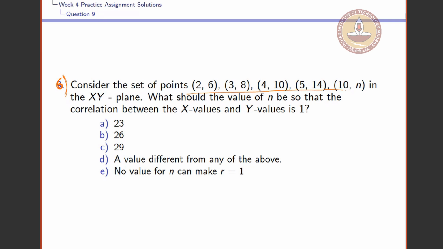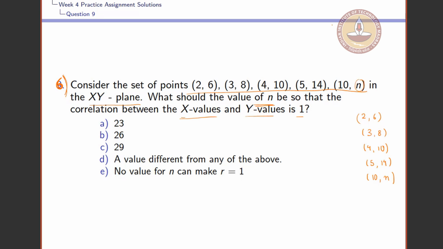So these are the set of points that is given to us in the xy plane. Let's write it here. The points are (2, 6), (3, 8), (4, 10), (5, 14) and (10, n) in the xy plane.